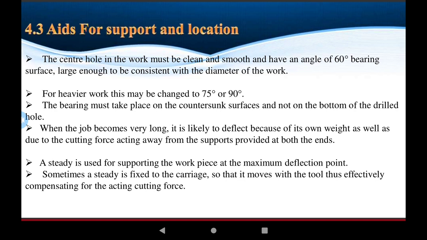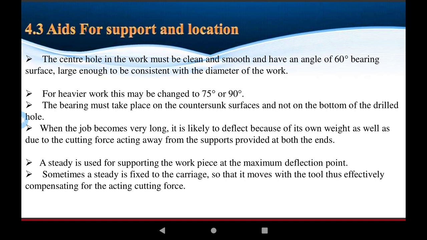When the job becomes very long, it is likely to deflect because of its own weight, as well as due to the cutting force acting away from the support provided at both ends. A very large job is supported by the chuck, the tailstock, and the dead center also supports the workpiece. This manufacturing system is very successful, and the design is very strong, because of its own weight as well as the cutting force acting away from the support for the tools and clamps. The job is very strongly supported, and the tool also supports the workpiece to minimize the maximum deflection.